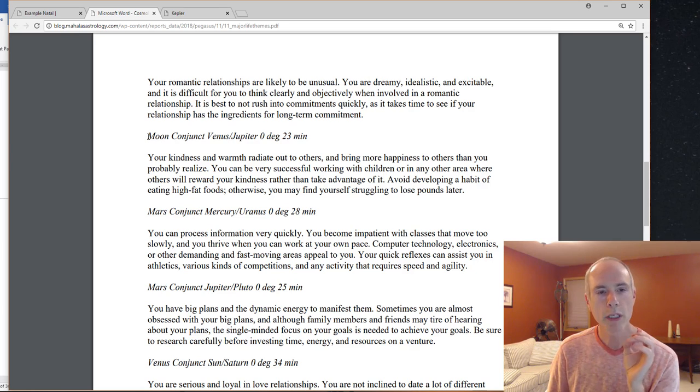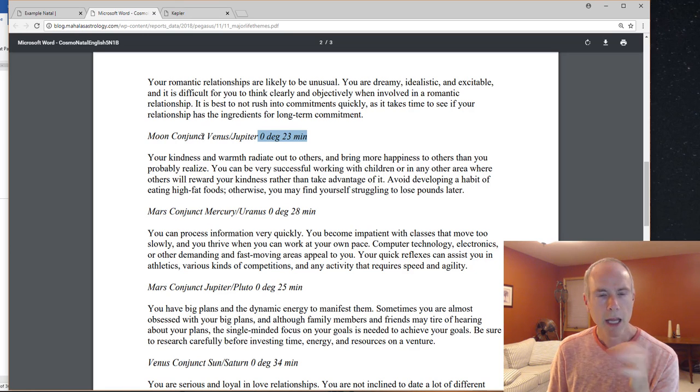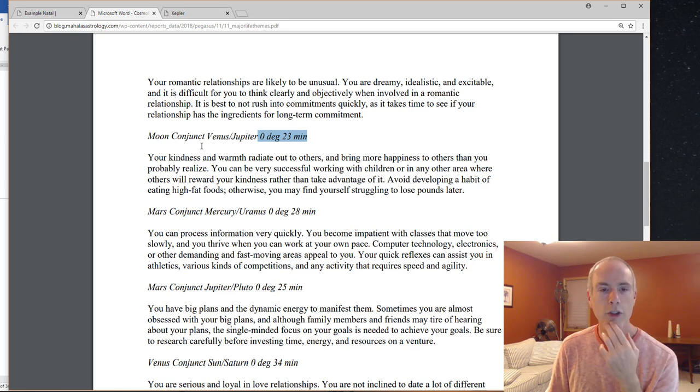Here's another one. Moon conjunct Venus Jupiter. And so this is 0 degrees 23 minutes. So pretty close, pretty accurate. Moon conjunct Venus and Jupiter. Let's go look at that. So we have the moon conjunct Venus and Jupiter. So look at that. Here we are. In the chart, they're all grouped together. They're pretty close. And so what they've done is they've gone out and found that this combination is a harmonious combination, or harmonic combination. And they have a description that goes with it.